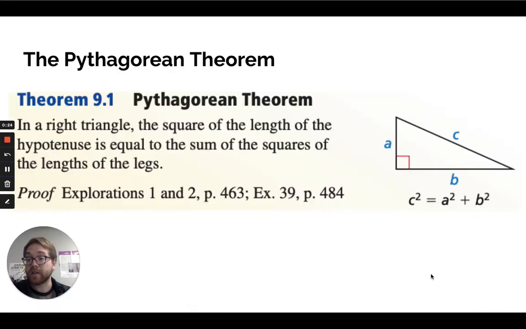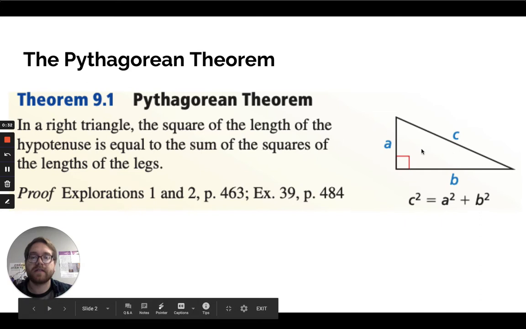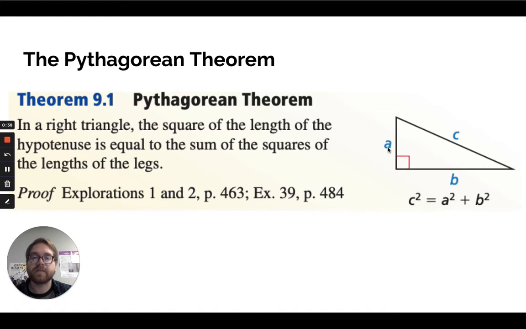Most likely you've heard of or worked with the Pythagorean Theorem before in a previous class. So if you remember, it says that if you have a right triangle, like what we see here in this image, we know it's a right triangle because of this little half red square here in the corner that tells us this is a right angle, and so this is a right triangle. If you have a right triangle, the square of the length of the hypotenuse, that means the longest side, is equal to the sum of the squares of the lengths of the legs, the other two sides.